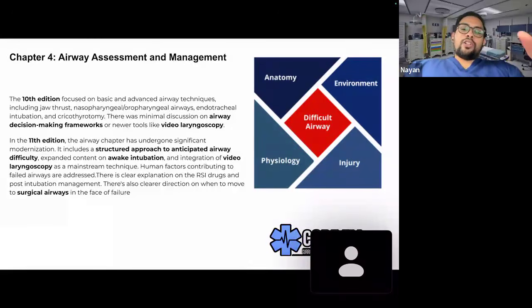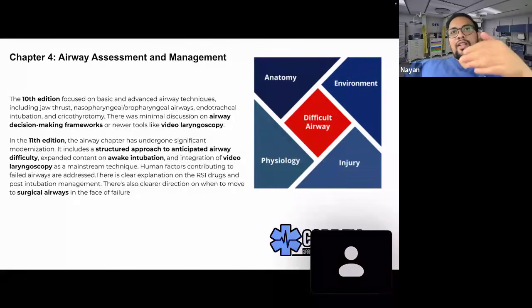They have also considered the human factors for failed airways. And this diagram explains it very well. So the multimodal concept of difficult airway is anatomy, the environment where you are intubating, the physiology of the patient, and the injury which the patient is presenting with. All of these are contributing to difficult airway. So they have integrated all of this and they have taken the difficult airway algorithm from Rosen's and explained it very well. What is the difficult airway, what is the failed airway, and when to proceed to the surgical airway.